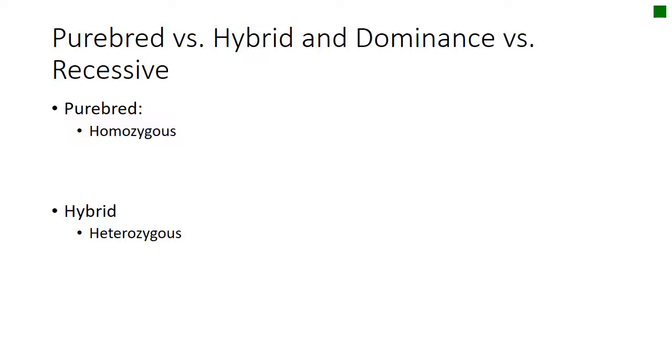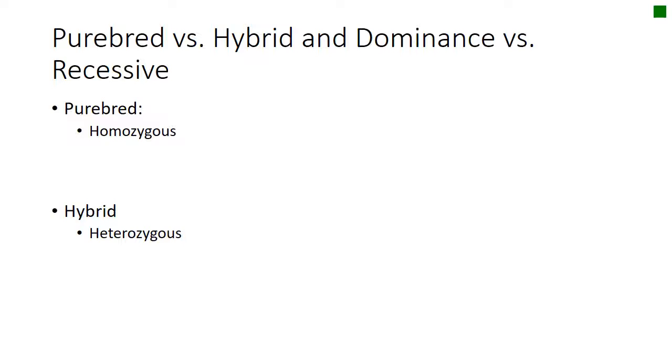Okay, so we're going to look at these two definitions: purebred versus hybrid, and dominance versus recessive. So dominance and recessive we talked about on the last slide. So a purebred is offspring that are the result of mating between genetically similar kinds of parents. Okay, and that's the opposite of hybrids.